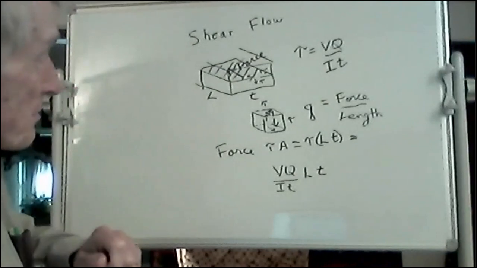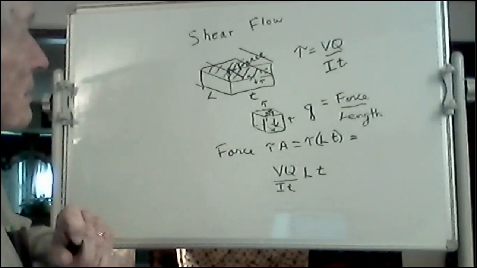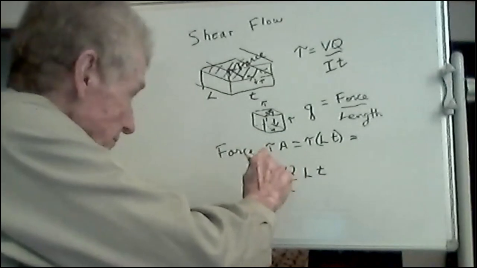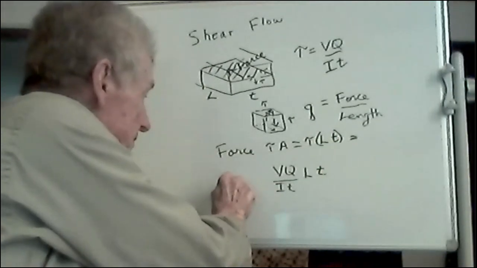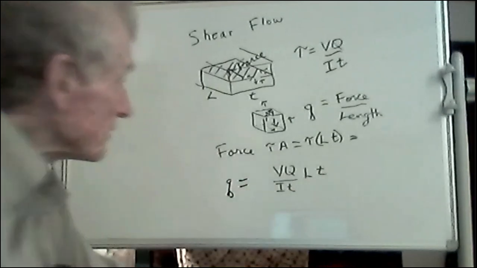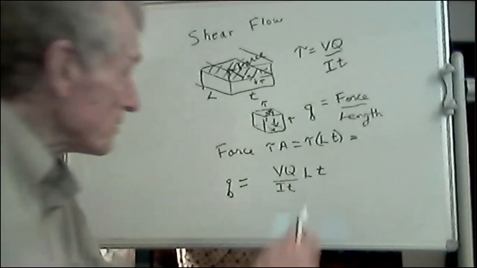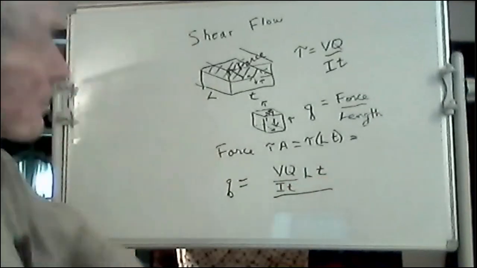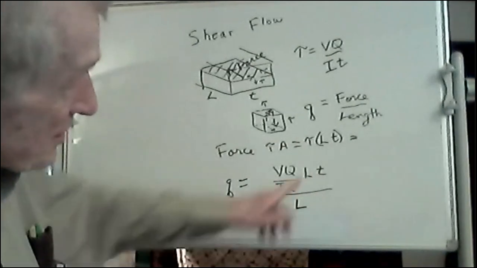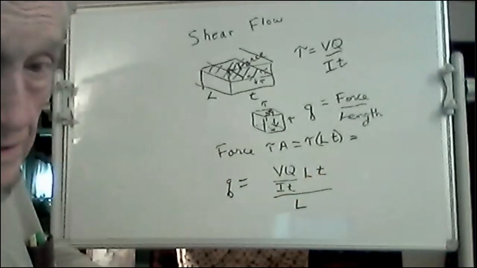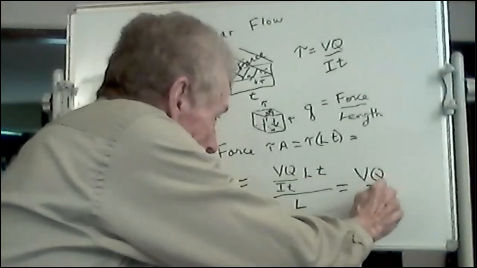I'm goofing this up. Now, just a minute. Let's see. Yeah, now I'm forgetting. That's the force. And to get the shear flow, you have to take the force, which is this, and you have to divide by the length. There we go. Now notice the L's cancel out, and so do the T's. And so the formula for shear flow is VQ over I.